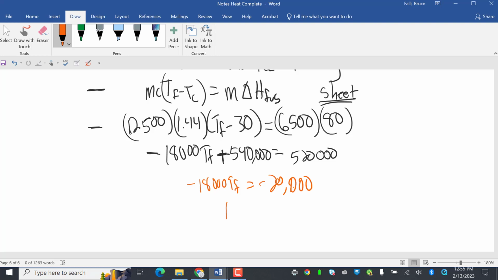So now I'm going to divide both sides by 18,000. Negative 20,000 divided by negative 18,000 is 1.11 degrees Celsius. Woo, doggies. That means it's going to be chilly. Chilly, chilly, chilly. And that means we're all done.